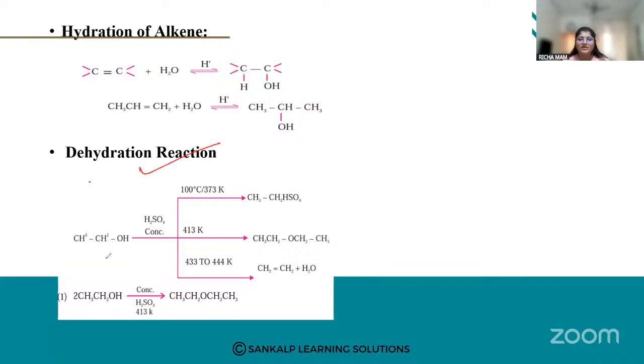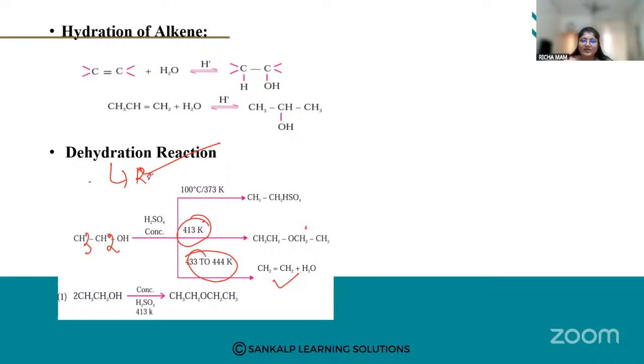Okay, dehydration reaction. So I've taken CH3CH2OH, reacting with concentrated H2SO4 at 443 Kelvin. What am I going to get? I'm going to get ethene. And at 413 Kelvin, I'm going to get ether. So it depends.